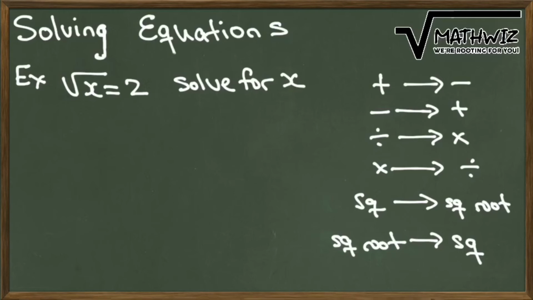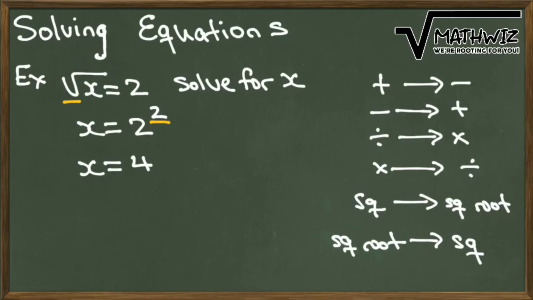So in a case like this, to get rid of the square root, because we're not trying to find the square root of x, we're trying to find x, to get rid of that square root sign, you simply reverse it by squaring the other side. So 2 squared is going to be 2 times 2, which we know is 4.